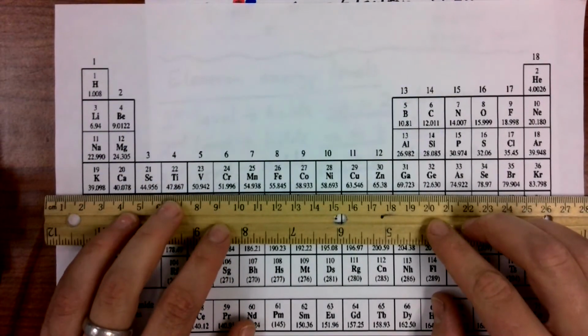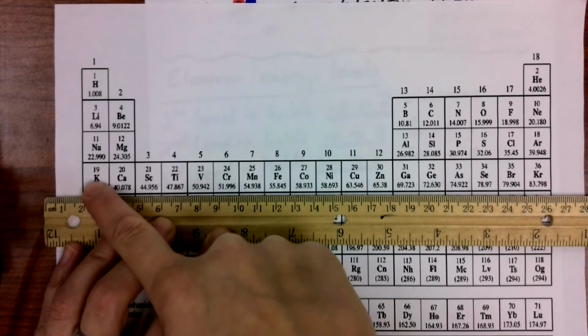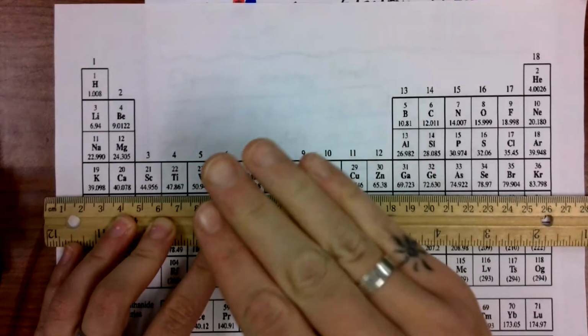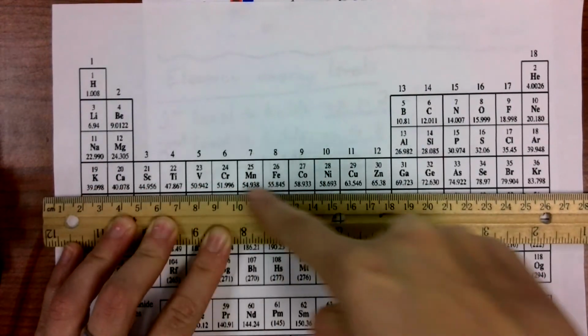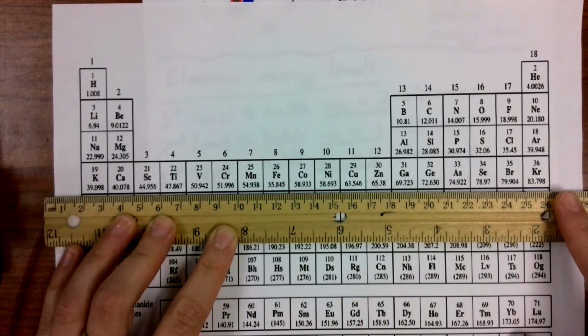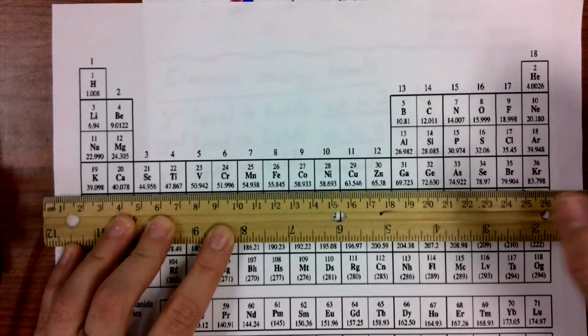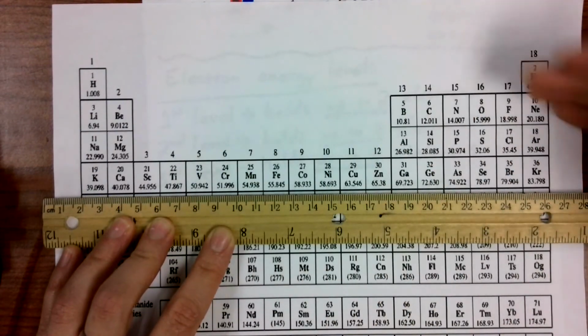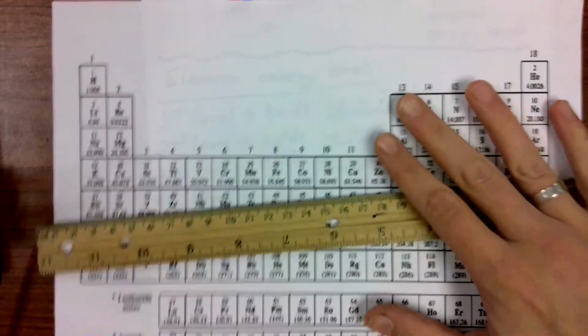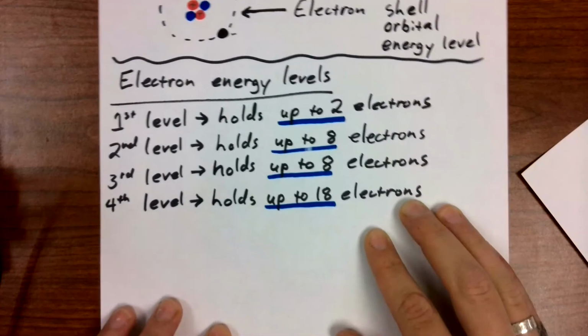Sorry, Mr. Fisher interrupted me. Anyway, like I was saying, we said that the fourth energy level holds 18 electrons. Well, there are 18 elements here in this fourth row of the periodic table. So that may have been a little bit more than you want to know. I'm just showing you why the energy levels have these funny numbers like they do.